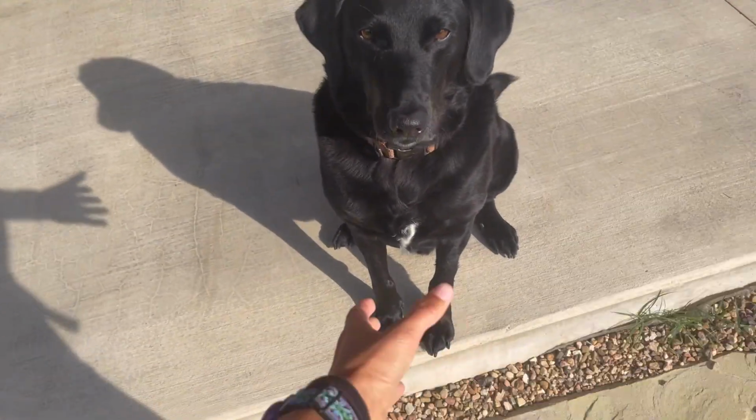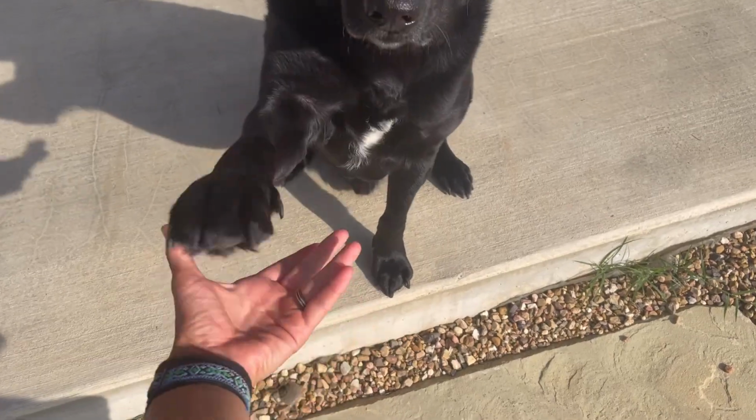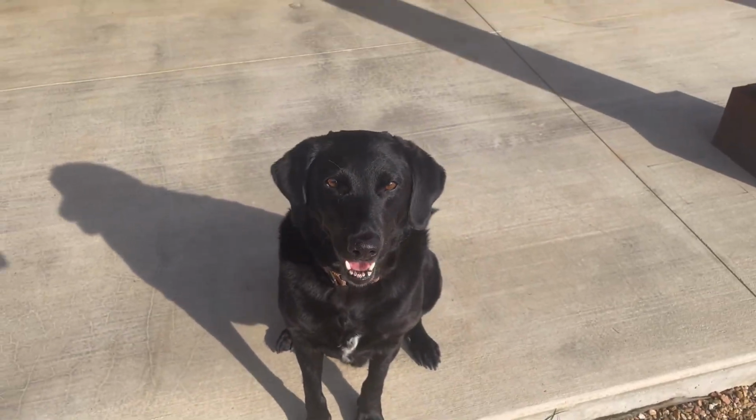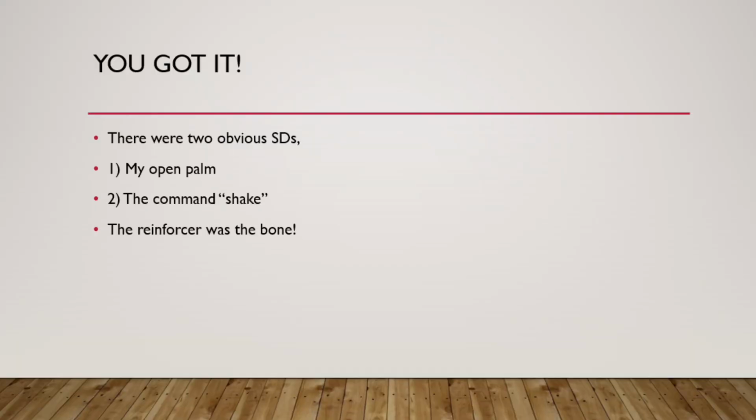Ready, little dog? Shake. Shake. Good boy. Now you get a bone. You got it. There were two obvious SDs. One was my open palm, and the other was the command shake. The reinforcer was the bone.